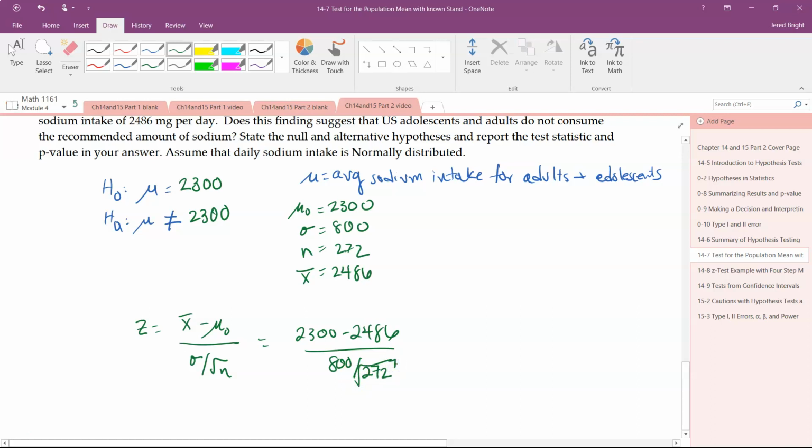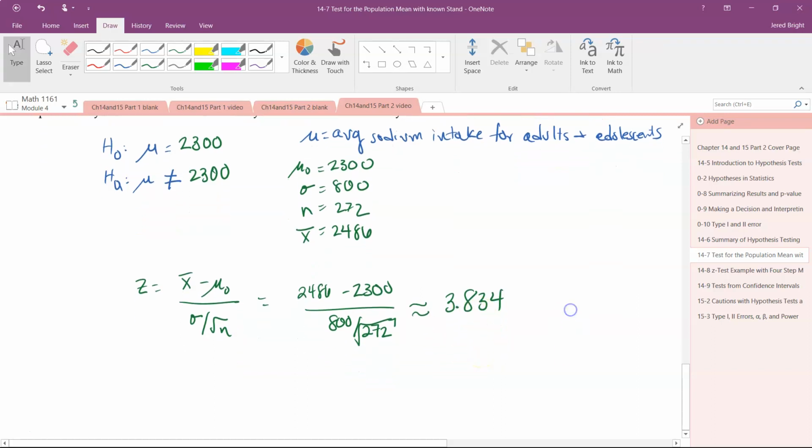Okay, so now I get my calculator out and do this. But first, it would help if I put the numerator in the right order. So let's put it in the right order: 2486 minus 2300. All right, now we can calculate. And when I calculated this, I got about 3.834. Just thinking logically, this is almost 4 standard deviations from the mean, so the probability here should be pretty small.